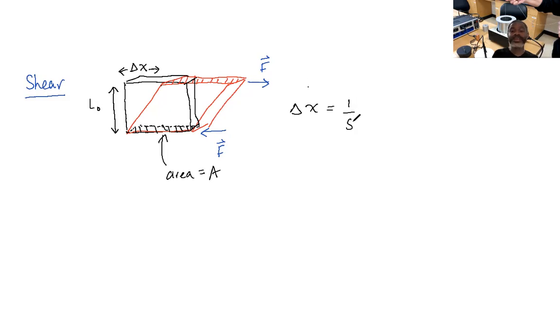is 1 over S times, or sorry, the description of shear deformation is 1 over S times the amount of force, right? So now this F is this F, and times L0 like that. And now this right here is what we call the shear modulus.